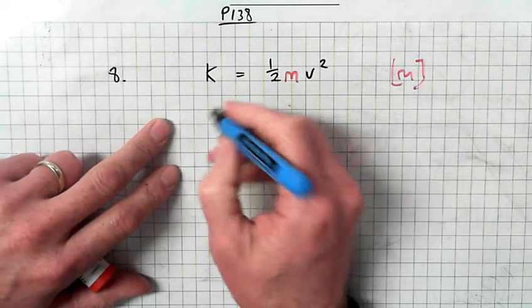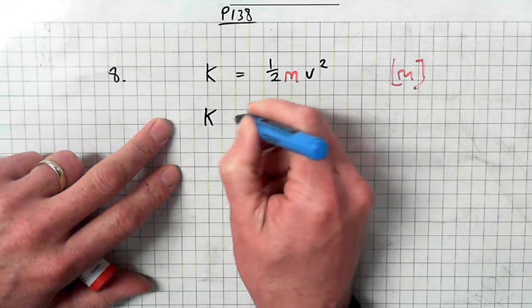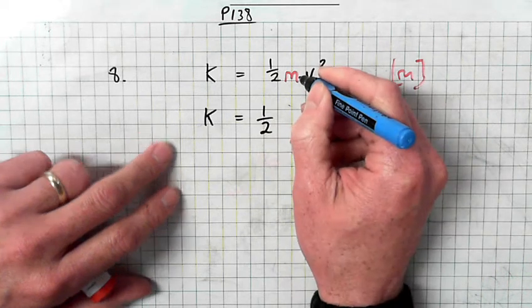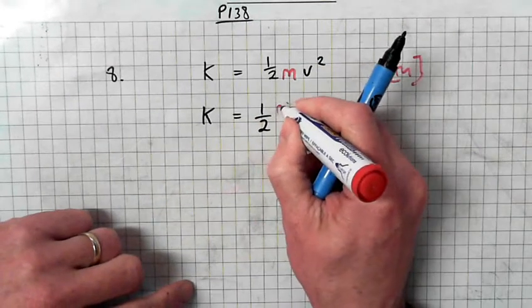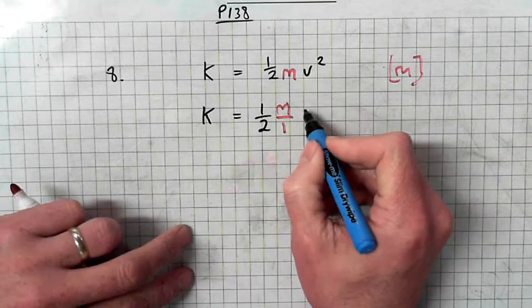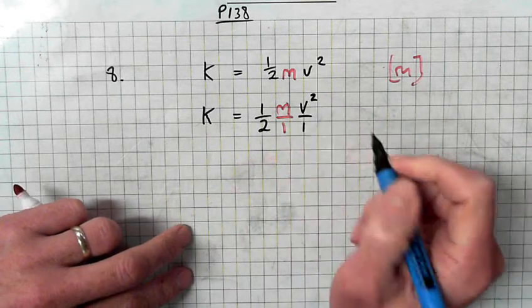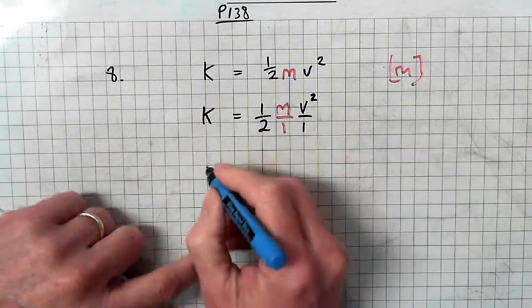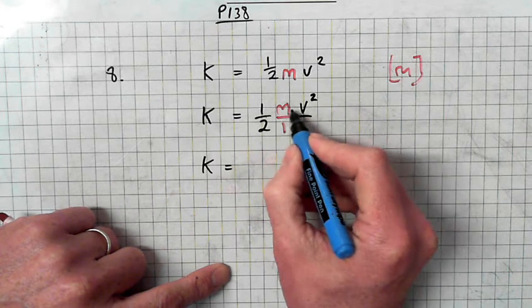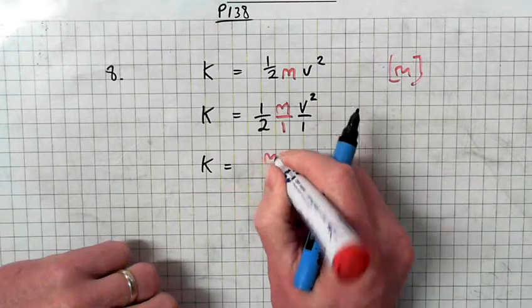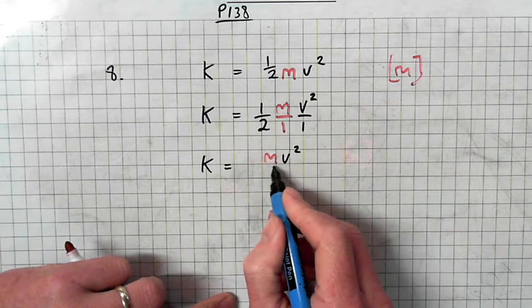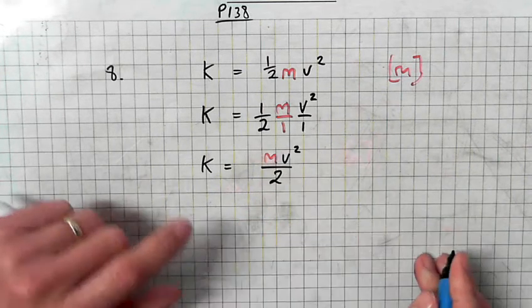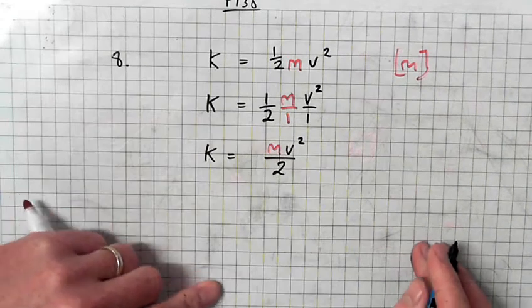So what we'll do here is, we can write everything as a fraction first. So watch this. K is equal to half. How do you write m as a fraction? M over 1. And v squared over 1. So what happens when you multiply these things? 1 times m times v squared, so you get mv squared. And the bottom is 2 times 1 times 1, which is 2. So you can rearrange it so it looks like that.